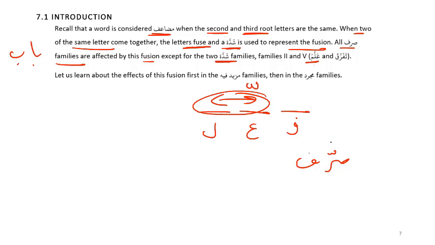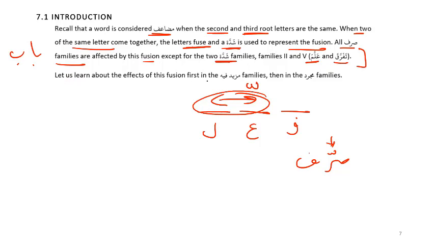Why is that a shadda family? Because the ayn letter has a shadda. And then tafarraqa. And what example did we use? Taqabbala, yataqabbalu, taqabbulan. So those are the two shadda families because the ayn letter has a shadda. The point being made here is that with these two shadda babs or families, there is no fusion that takes place, and we will see what the verbs look like in these scenarios.